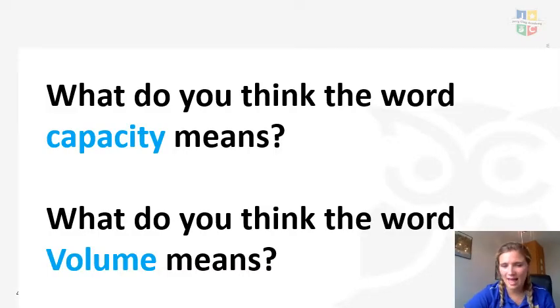Okay, so quick recap. What do the words capacity and volume mean? Well, capacity means the amount of liquid or amount of something that an object can hold, whereas volume means the amount of liquid that is in the object. So, for example, the capacity of a jug might be a litre, but there might only be 400 millilitres of volume of water inside it.